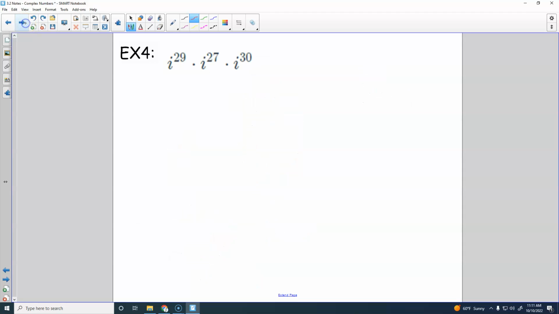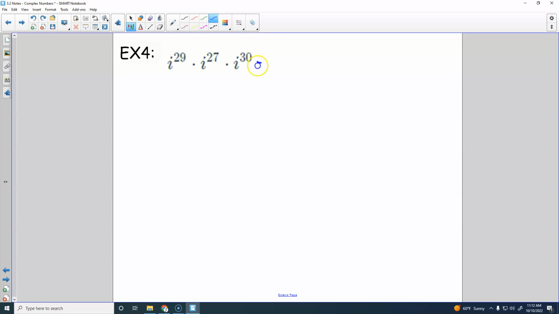So, you're going to get some problems like this: i to the 29th times i to the 27th times i to the 30th. When we multiply something raised to a power like we see here, what can we do with those exponents? You just turn it into i, -1, -1. We could do that, and it should work.